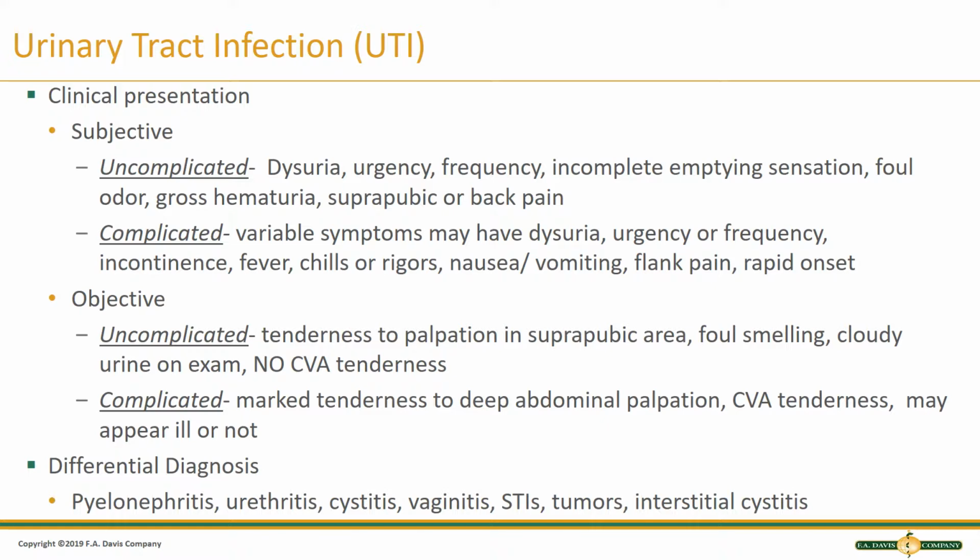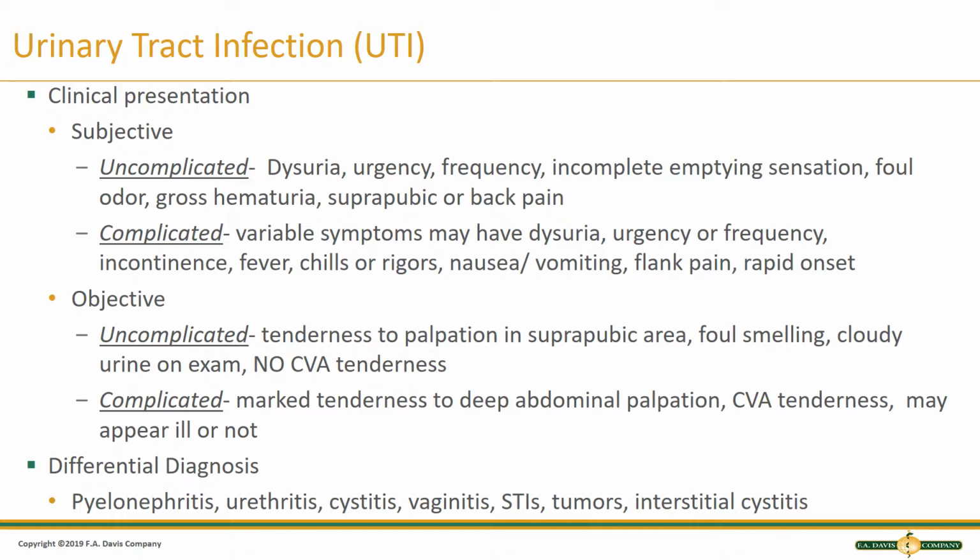What on your objective exam is going to put your mind thinking in the realm of complicated UTI would be significant tenderness to palpation, particularly in the suprapubic region. If you do a CVA kidney punch, we call it, right? If you do a CVA tenderness evaluation, the patient's likely going to jump off the table. And then, is your patient sitting there shaking or sitting there wanting to vomit or feeling nauseous? And, on your vital signs assessment, does the patient have a fever?